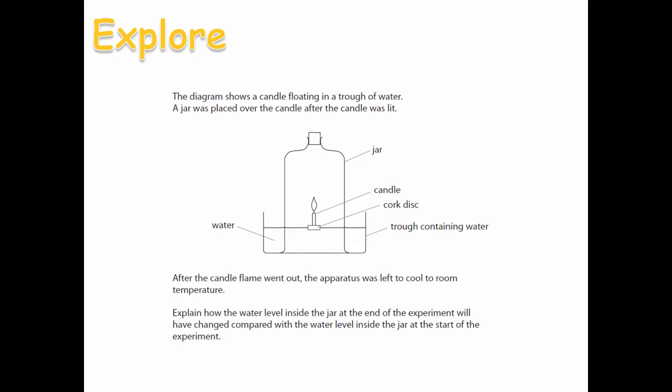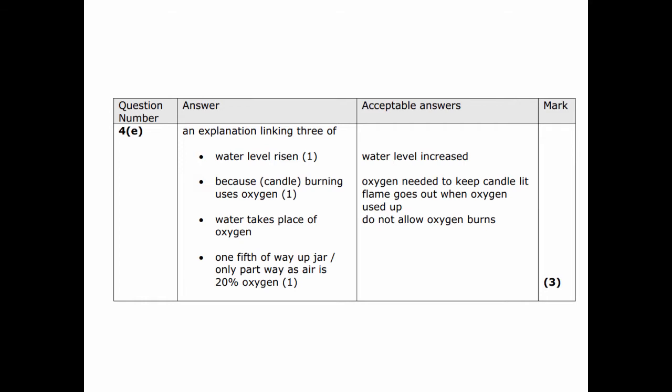Okay, let's see if you can explain that. Here is a past paper question. It's 3 marks, so you need to make at least 3 points. Pause the video now. Okay, welcome back. Your explanation needs to link 3 of the 4 points. The water level rose because burning uses oxygen. Water takes the place of oxygen, and you should have said that the water will rise approximately 1/5 up, or 21%.